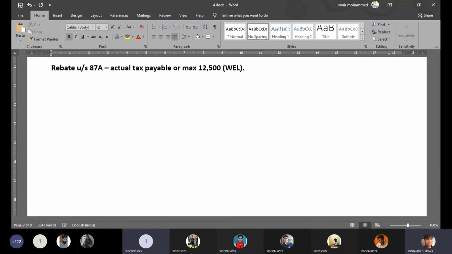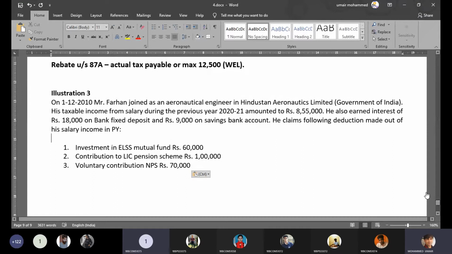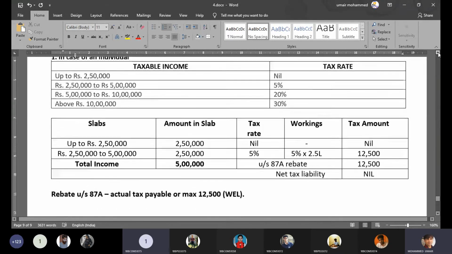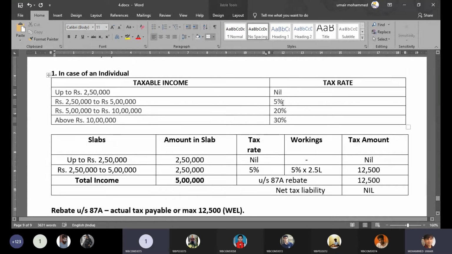So instead of giving that rebate of 12,500, they can directly cancel the 5% tax for those people, and directly impose 20% tax for the next 5 to 10 lakh income people. What if my income is 5,50,000? Yeah, they will pay 20% tax. No, if my income is 5,50,000, it's unfair that just because my income is 50,000 more, you're putting me in the next slab. You're saying this one? Yeah, that one. So you want this to be removed?